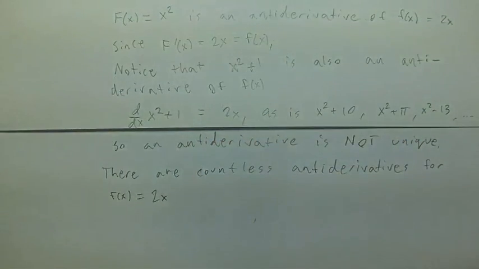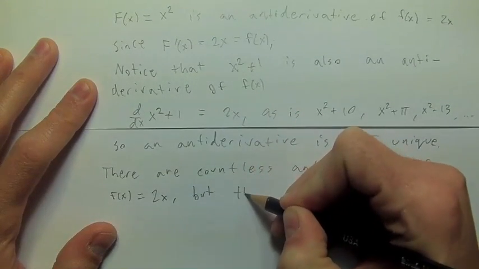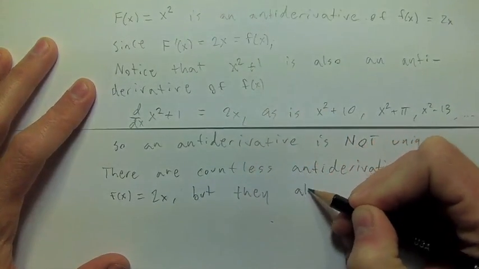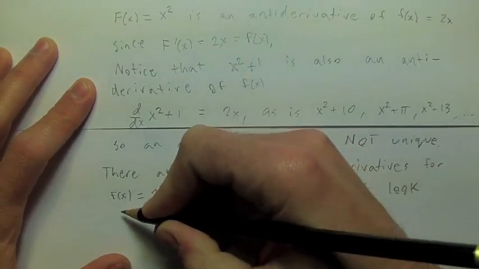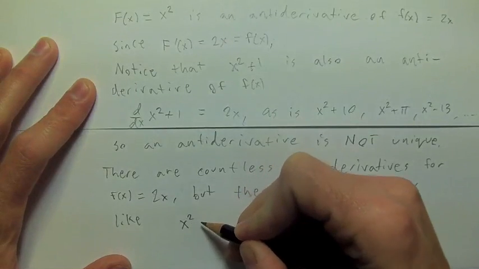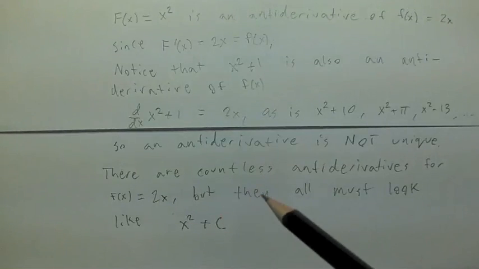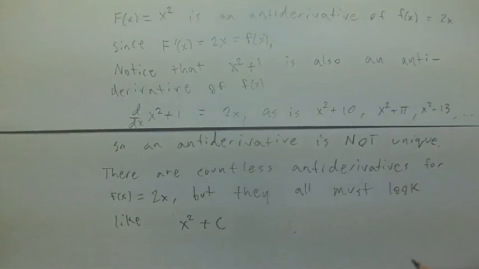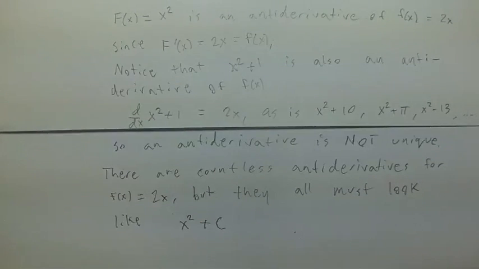But they all must look like x squared plus a constant. And we can only add in a constant, because if we added something else in, say another x, like x squared plus x, the derivative we would get would be 2x plus 1, which is not what we started with. Okay?